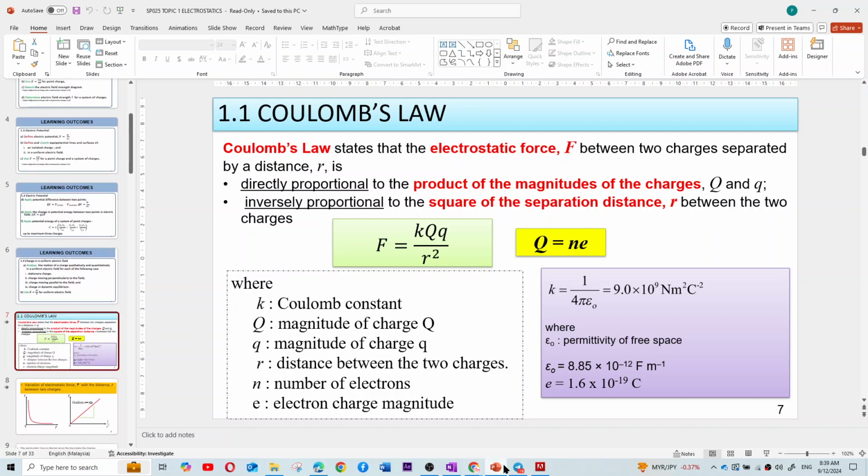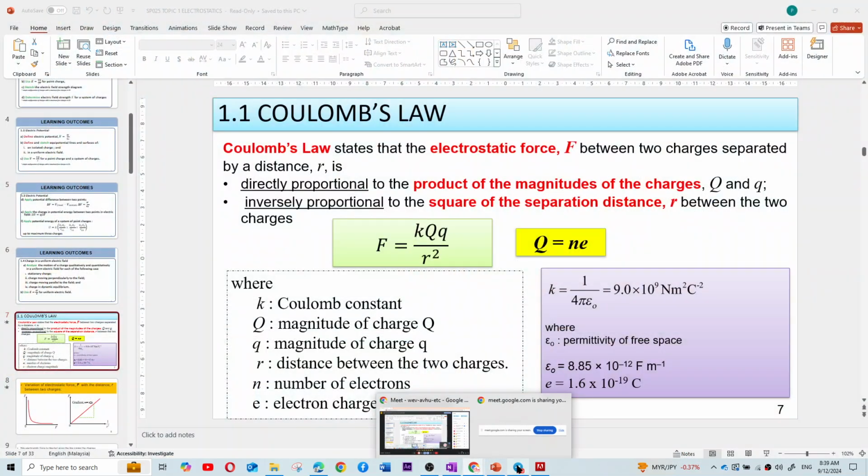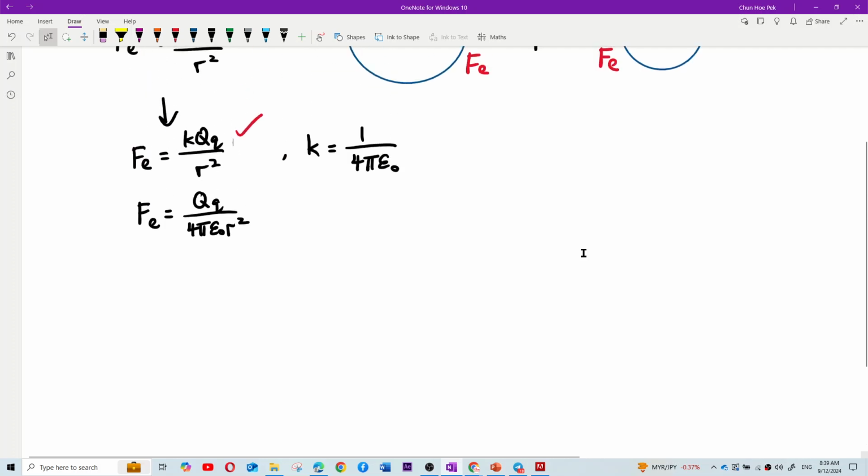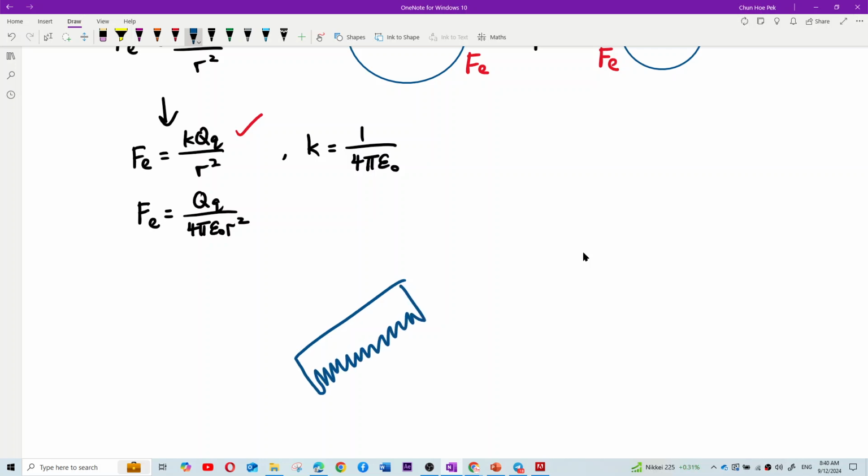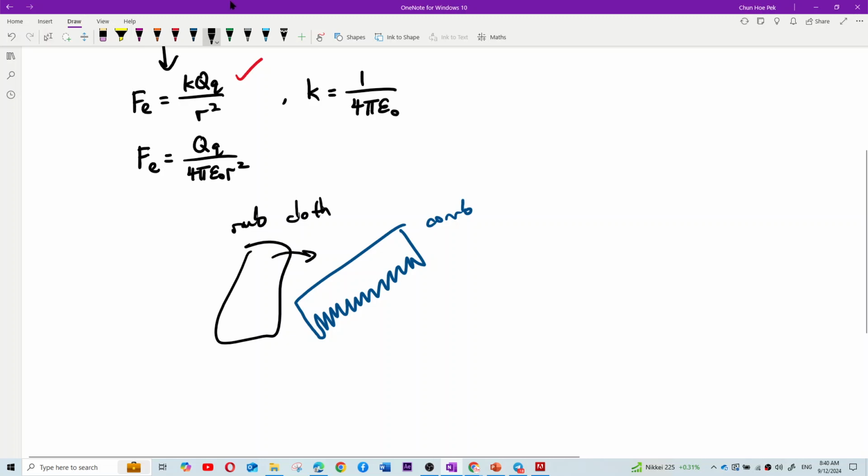Do you still remember the experiment where you have a comb, and then you rub a cloth against the comb? You rub the cloth on the comb, and then this comb is later able to attract small pieces of paper. This is called electrostatics.